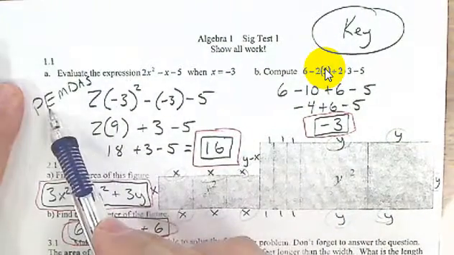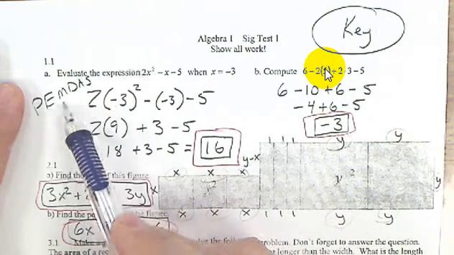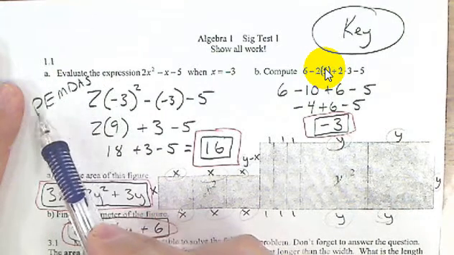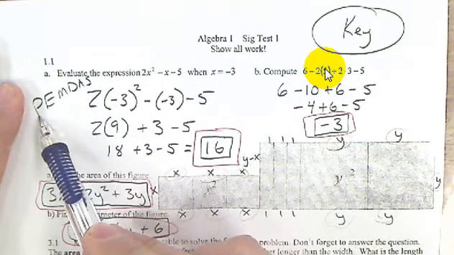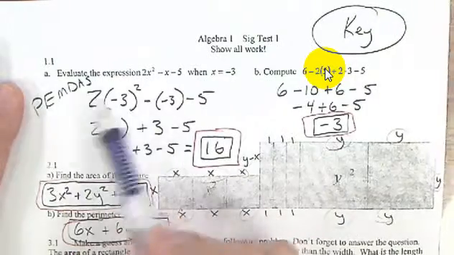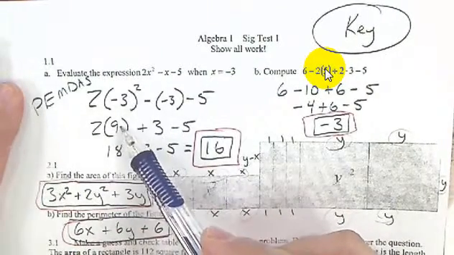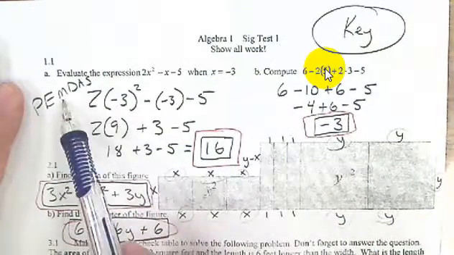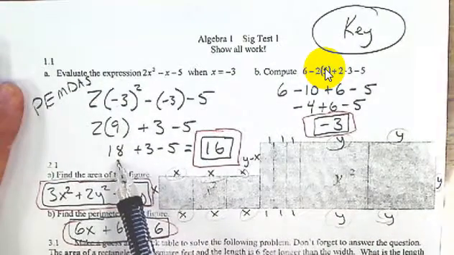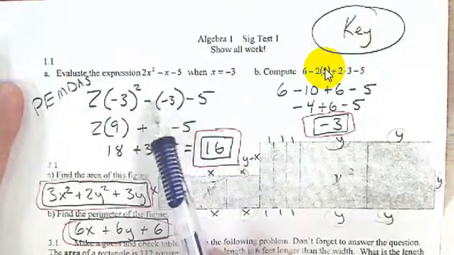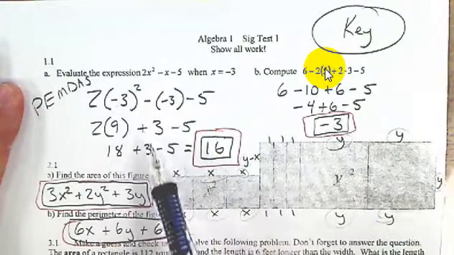So I must do the exponent before I do multiplication. The parentheses mean something inside the parentheses. There's nothing to do inside, so that's why I go to exponent. So -3 times -3 is 9. And then we do multiplication. So that's 18. Negative times a negative, that's why that guy's positive.